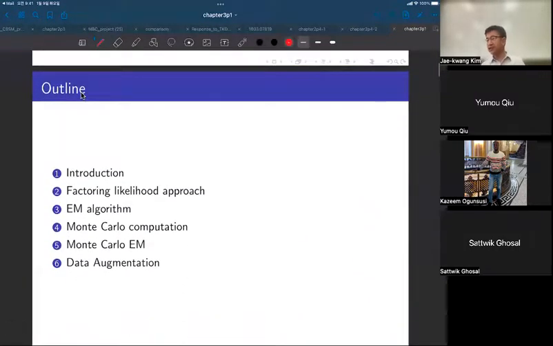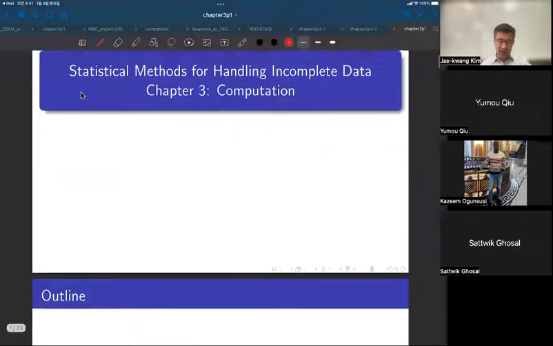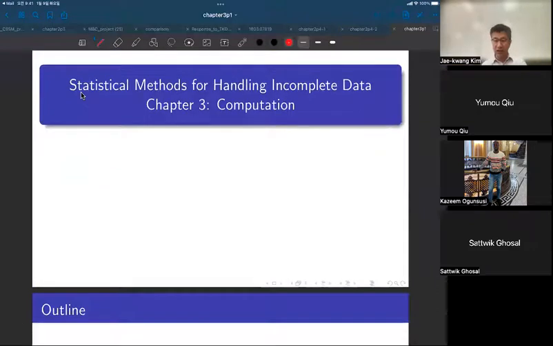So chapter 2 is essentially the basic theory for missing data. And now chapter 3 is more about computation, how we actually compute the MLE and things like that.